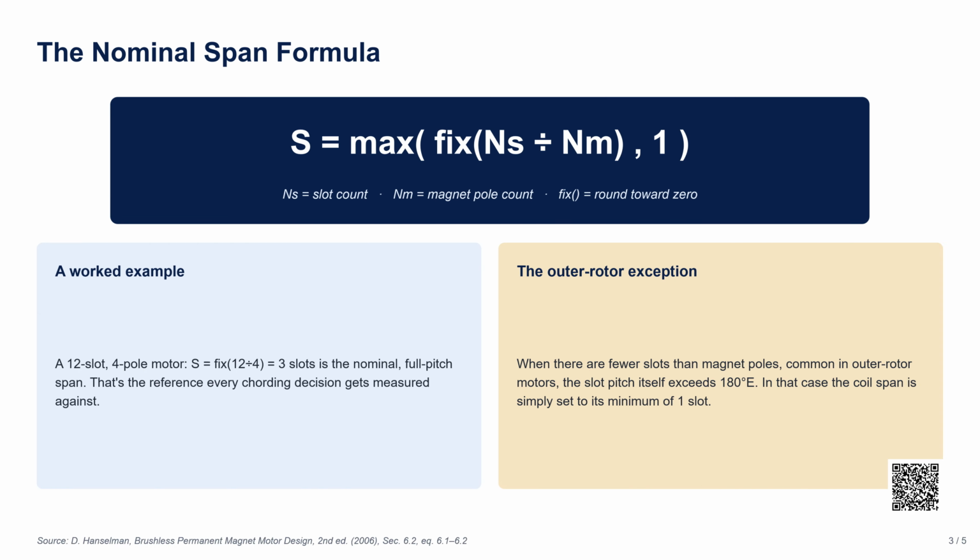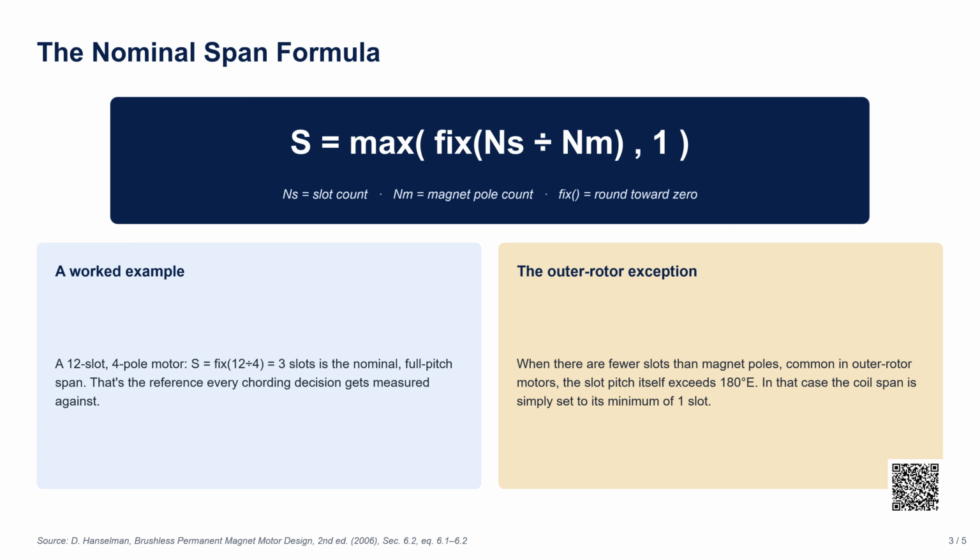So, how do you actually calculate the nominal full pitch span for a real motor? There's a clean formula for it. S equals the maximum of the integer portion of slots divided by poles, or 1. In words, take your slot count, divide by your magnet pole count, round down to a whole number, and that's your nominal span in slots.